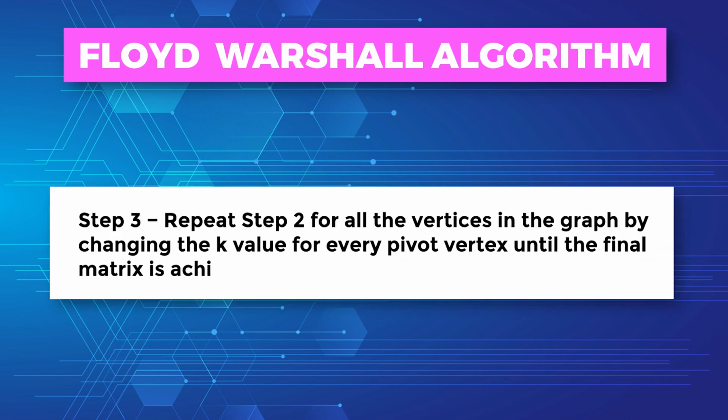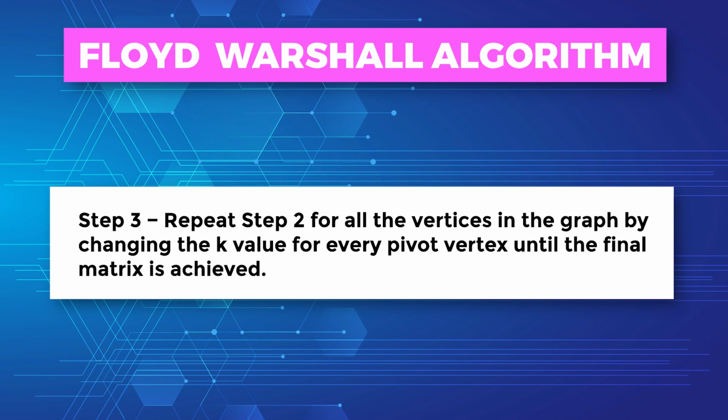Now in step number 3, repeat step 2 for all the vertices in the graph by changing the k value for every pivot vertex until the final matrix is achieved. It completely depends on how many stations you cover inside the graph. Suppose you consider 5 stations in your graph, so one by one you can fetch all the vertices: first A1, then A2, then A3, then A4, then A5, like that.